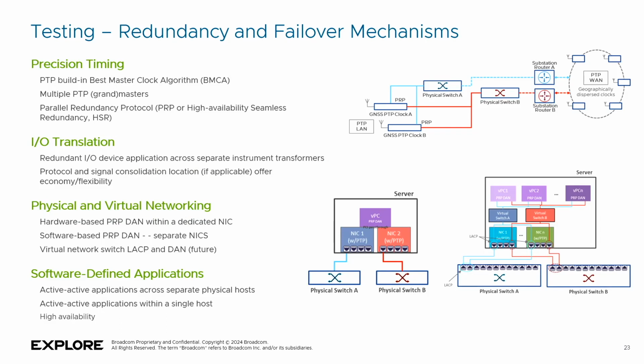So I also wanted to cover just a few more topics. Redundancy and failover mechanisms. Some of these things are built into protocols like PTP's BMCA, or best master clock algorithm. We're testing that. The image on the top right shows the LAN version versus WAN version. We do plan to distribute that in both methods. A primary would be local, and backup would be the geographically dispersed clocks. But that traverses through a PRP network. That's the blue and the red. They are unfortunately backwards according to the typical convention, but forgive me for that.